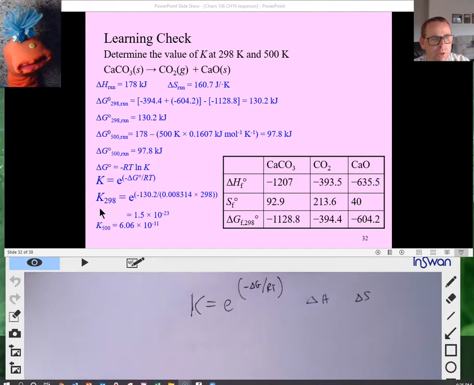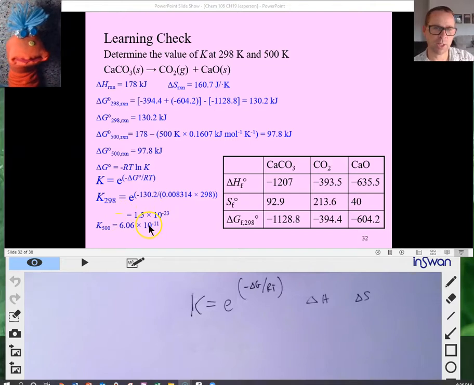At K500, it's the 6.06 times 10 to the minus 11. Is that what that says? Yep. And then the 298 is the 1.5 times 10 to the minus 23. Yep. So I guess at higher temperatures, you get more products? That's right. Higher temperatures, you get more products. What would you say this reaction was, in terms of releasing heat or requiring heat? What do you think?